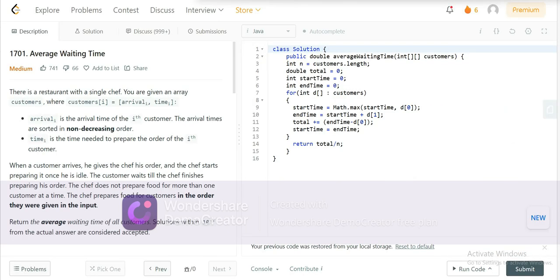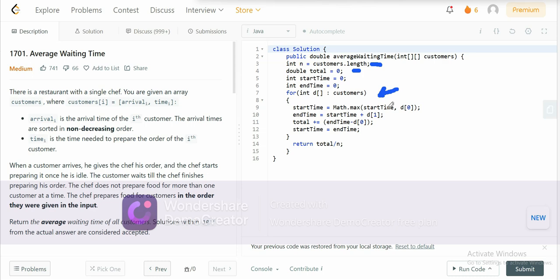So here is my code. You can see I'm just getting the length of it here, and for the total wait time I'm using the double data type. Don't use integer, otherwise there could be an overflow of the values. Our start time is 0, and our end time is initially 0. Now we are traversing through the customer array. I'm taking the start time as Math.max of start time and d0, which is the arrival time, where start time is the previous end time.